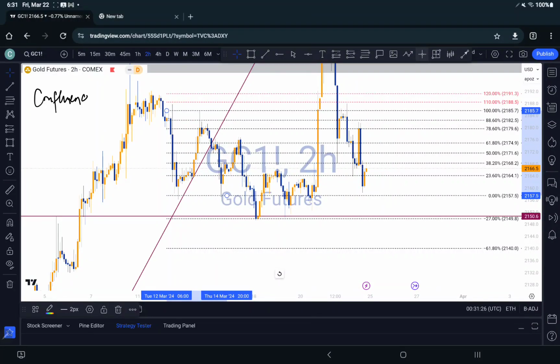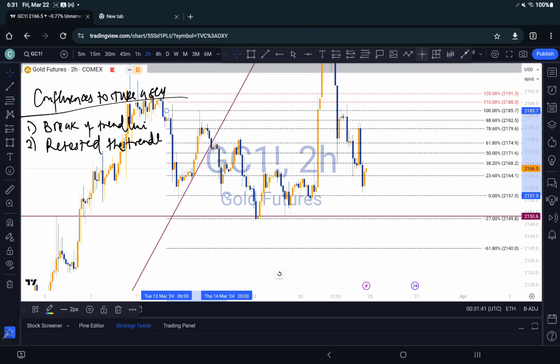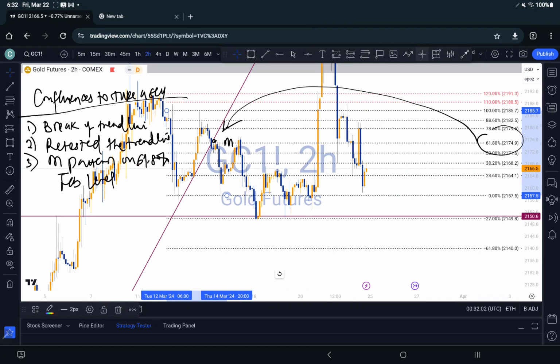Confluences to take a sell based on that: one, break of trend line. We broke the trend line, retested the trend line. We tested the trend line right here, like I said. Now it's giving me the M pattern, and like I said, the M pattern is a reversal pattern on my 61.8% fib level. Three, M pattern on 61.8% fib level. That's another confluence, right?